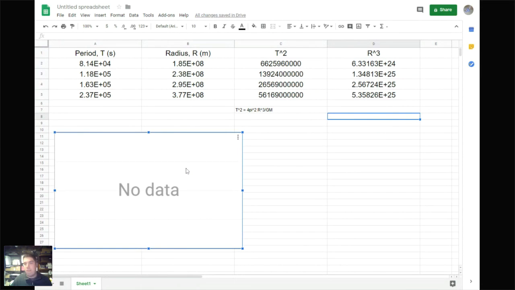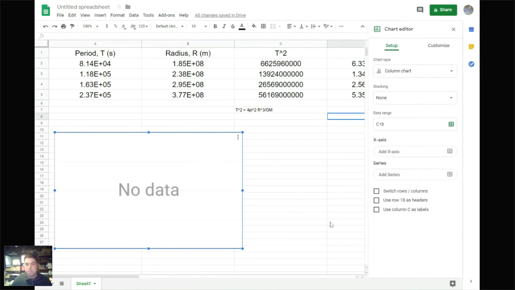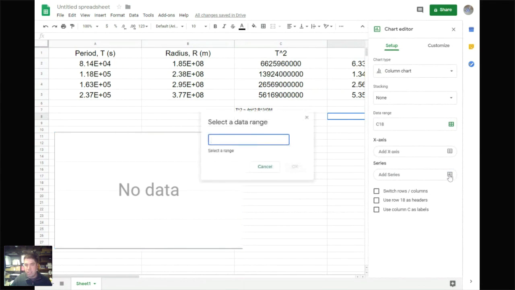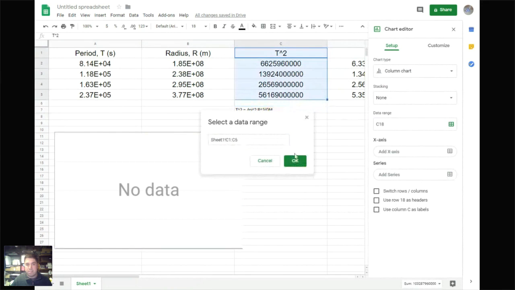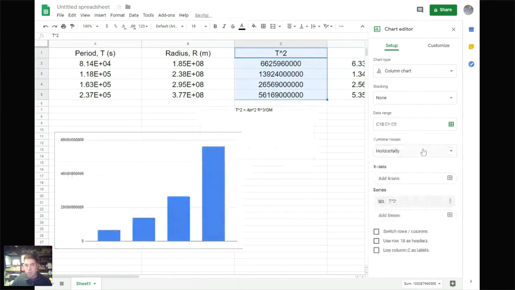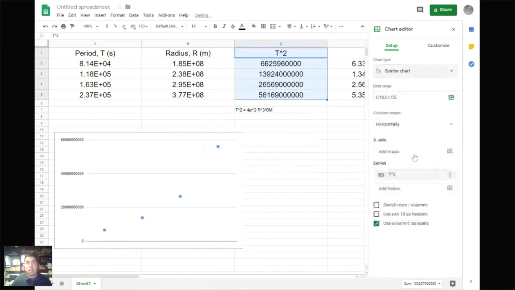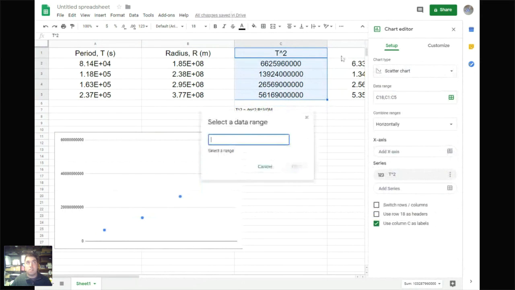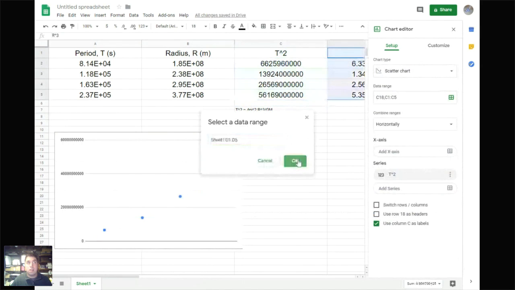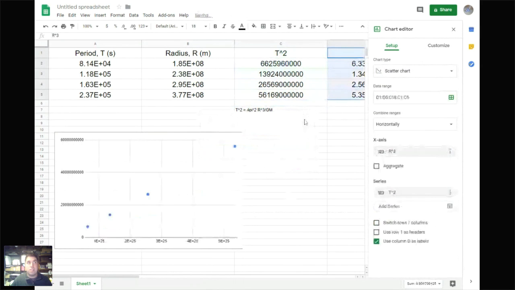So again, I'm graphing it on here. The question has us graph it in the provided axes, but just for the sake of showing, I don't want a column chart. I want a scatter chart. And my x-axis is going to be this one. All right, and hey, that looks reasonably linear.